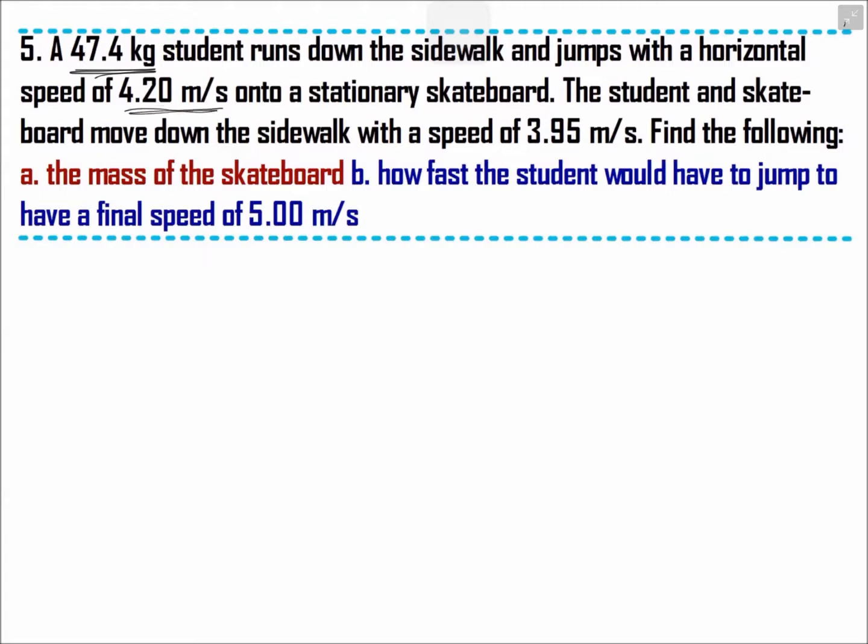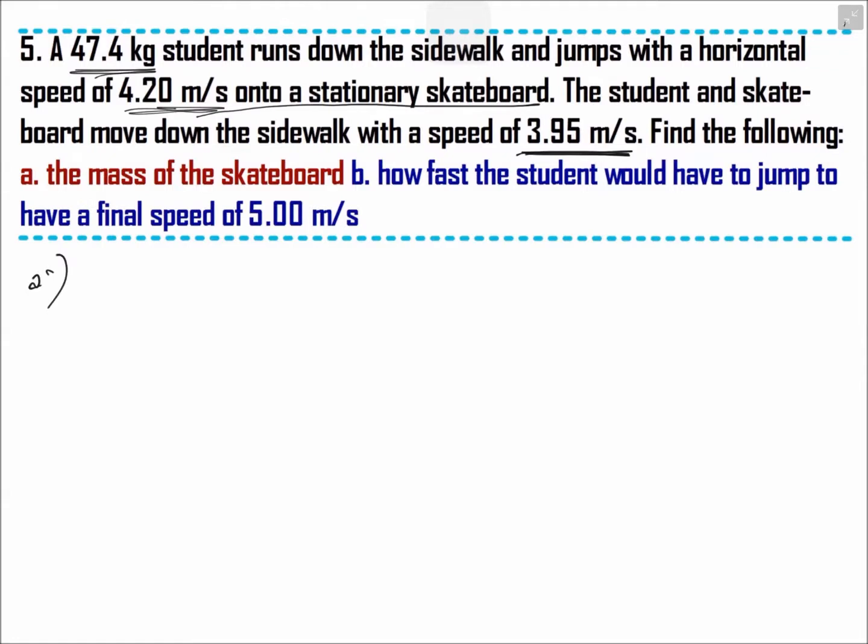In this question, it says a 47.4 kilogram student runs down the sidewalk and jumps with a horizontal speed of 4.2 meters per second onto a stationary skateboard. Stationary skateboard, that's important. The student and skateboard move down the sidewalk with a velocity of 3.95 meters per second. So this is the final velocity. Find the following: the mass of the skateboard.